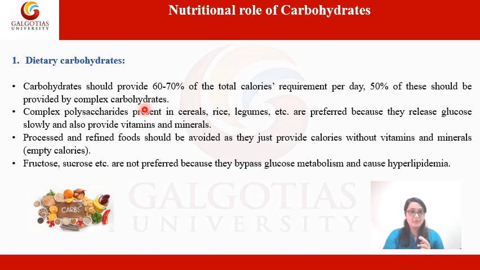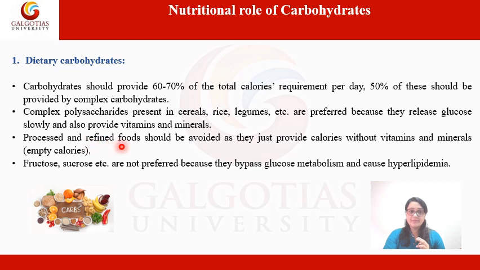Complex polysaccharides present in cereals, rice, legumes, etc., are preferred because they release glucose slowly and also provide vitamins and minerals. So, apart from vitamins and minerals which are provided to our body via fruits and other outside sources, complex polysaccharides, when broken up, are also a good source of providing us with vitamins and minerals.